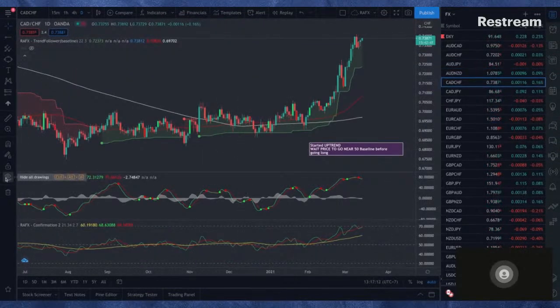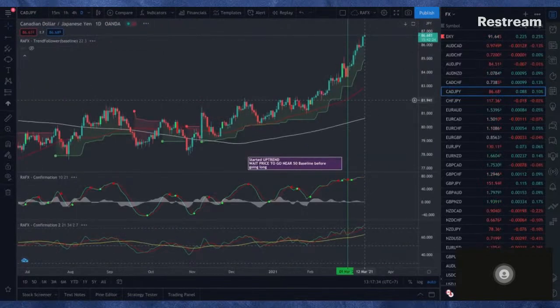So next is CAD CHF. It is in an uptrend, but I will skip this one because the price is too far from my baseline, which is this one. So I need to wait for this price to at least move closer to that baseline before we look for a long trade opportunity. So CAD JPY is the same. The price is too far from the baseline, so we will skip it.